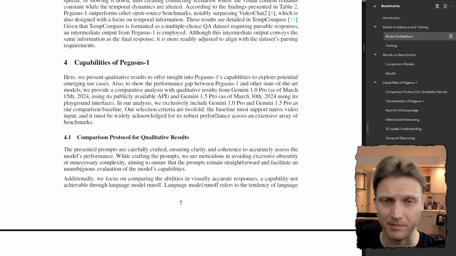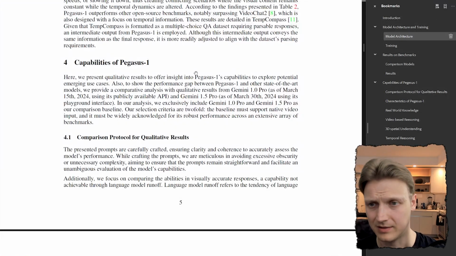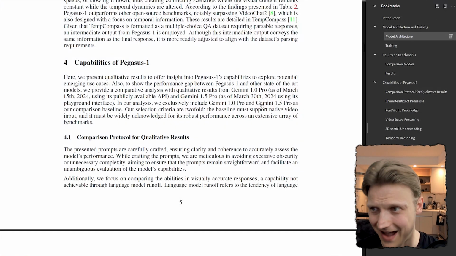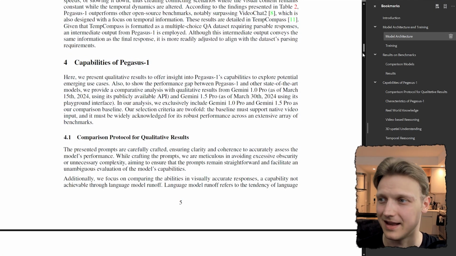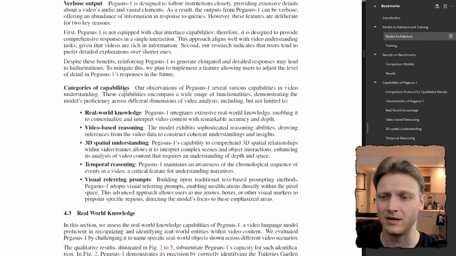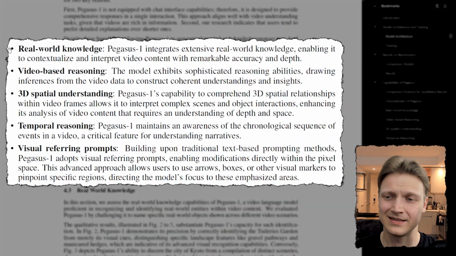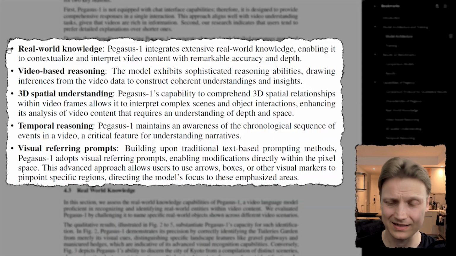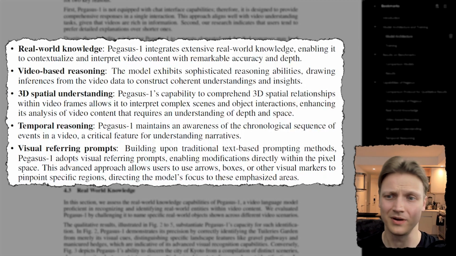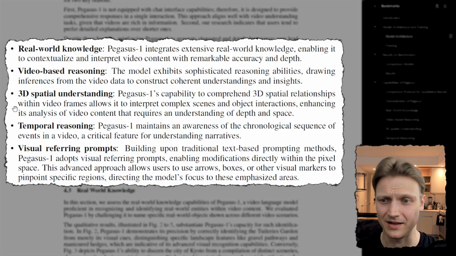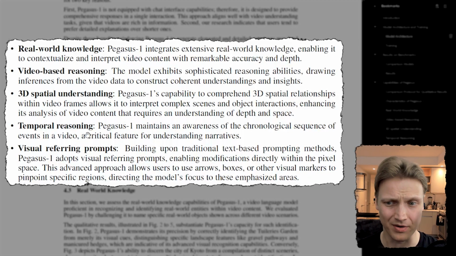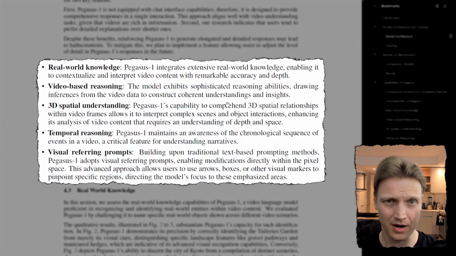The rest of the paper is all about the model's capabilities, which are quite vast. That's why they dedicate 70% of the paper to it. But we'll see there's a lot of visual information too. They test the model in various use cases, in various contexts for real-world knowledge, video-based reasoning, 3D spatial understanding, temporal reasoning, and visual referring prompts.